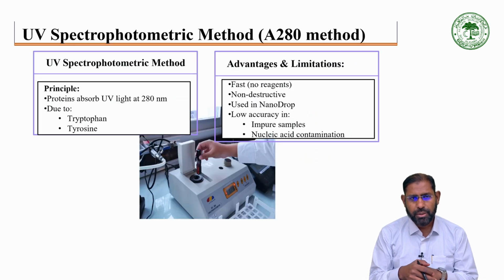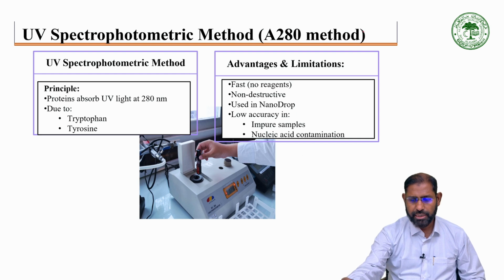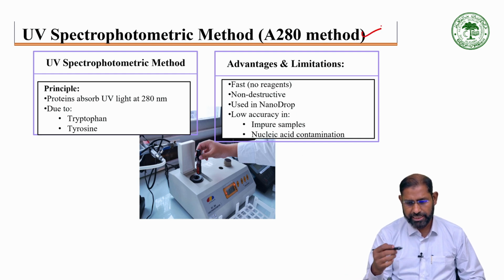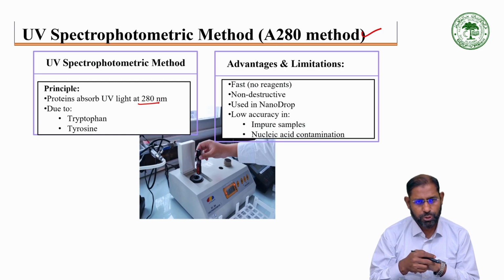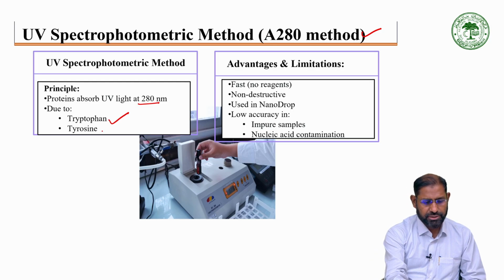Then we also have the UV spectrophotometric method, which is also called the A280 method. The principle of this method is that protein absorbs UV light at 280 nanometers. This is due to two amino acids, tryptophan and tyrosine.